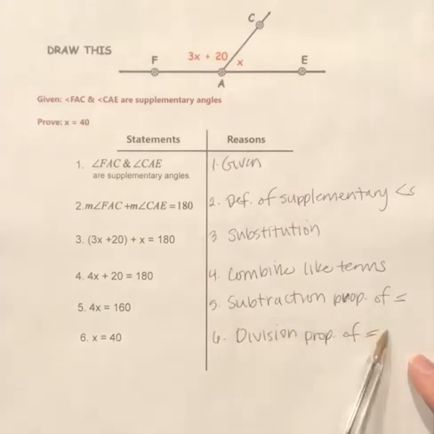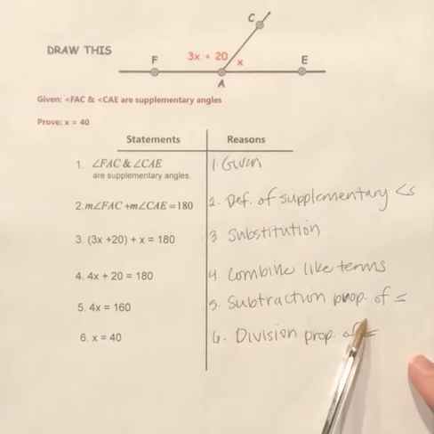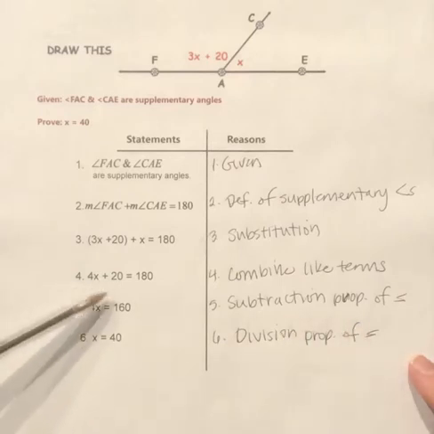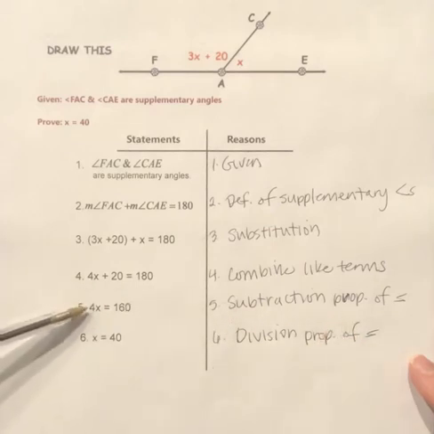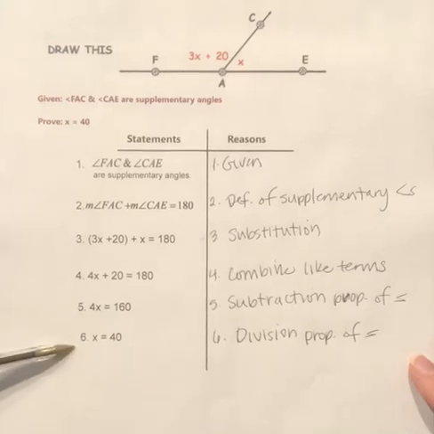I know it's kind of a lot to have to write down, but it is important to actually say subtraction property of equality because it's not just subtraction. I didn't just say 5 minus 3 equals 2. I actually took a number and subtracted it from both sides of the equal sign, and that makes it that property of equality. And then from 4x equals 160, I would get x equals 40. And the reason I would have that is because of the division property of equality.